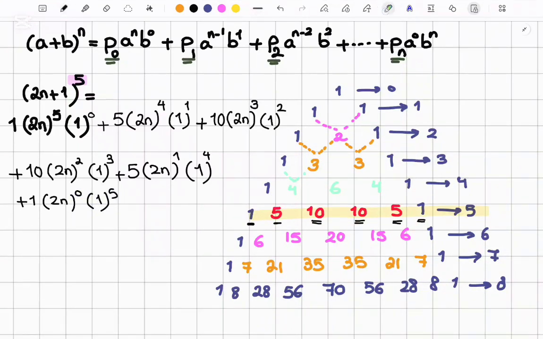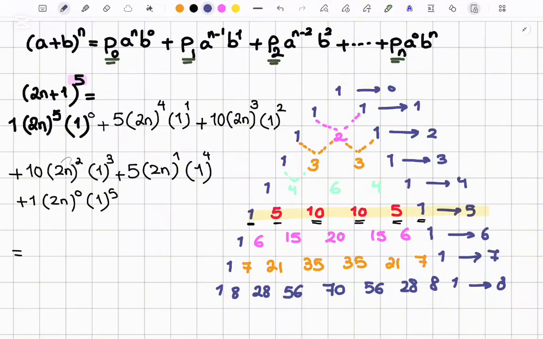I want you to pay attention to something. The addition of these powers is always going to be 5. 4 plus 1, 3 plus 2, 2 plus 3, 1 plus 4, 0 plus 5. It's always going to be 5. And after this part, you just need to find the solution, and you need to find the answer.